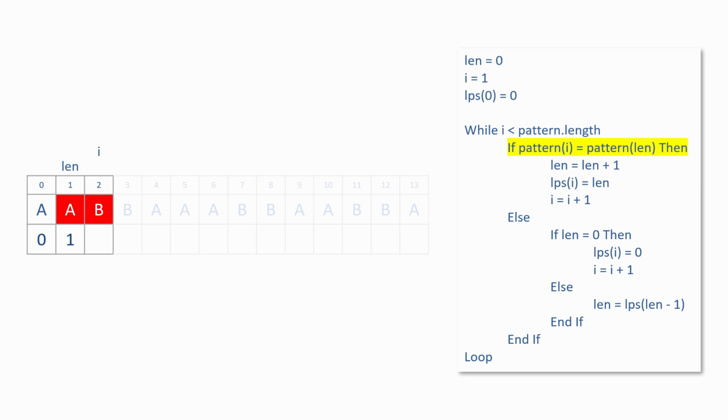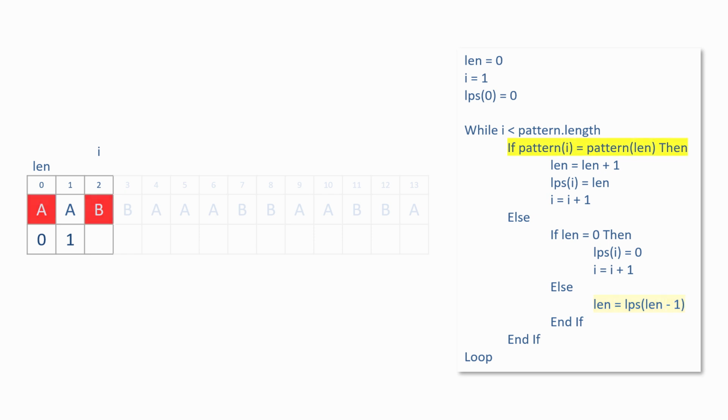I should say that it won't be immediately obvious why we are doing this yet, but I will go through the reasoning in detail shortly, when we've processed more of the pattern and it's easier to understand. For now, suffice to say, we are going to take the LPS value of len minus 1, that is the LPS value at index position 0, which is 0, and move len back to this position.